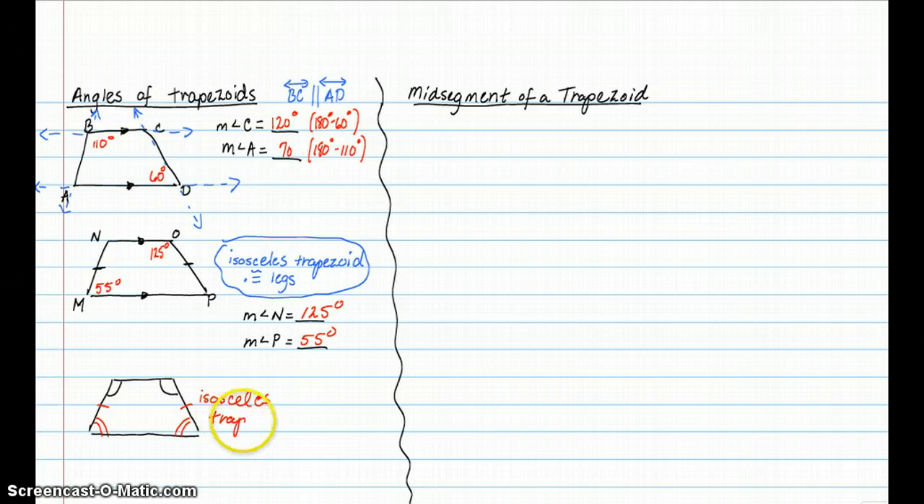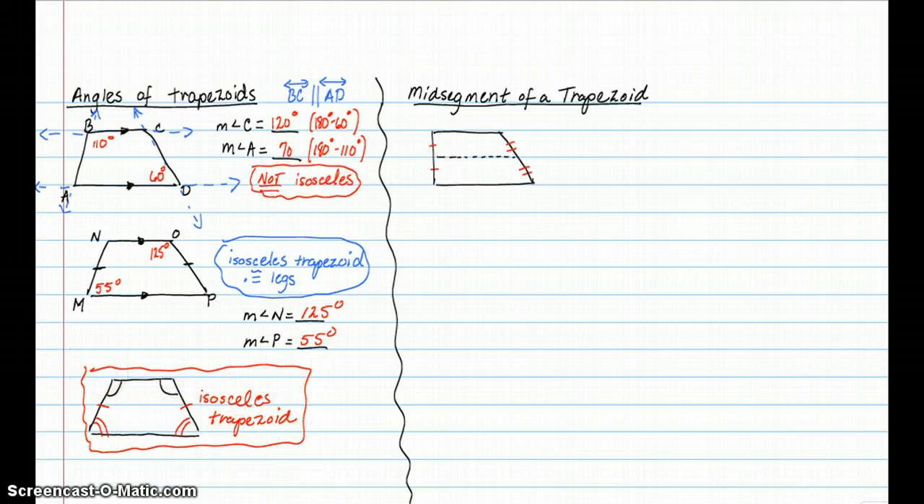trapezoid. Okay, so moving along now to the midpoint, or mid-segment, excuse me, of a trapezoid. The mid-segment of a trapezoid intersects each of the legs right at their midpoint. So this piece would be congruent to this piece, and this piece would be congruent to this piece. The formula for the mid-segment is this.